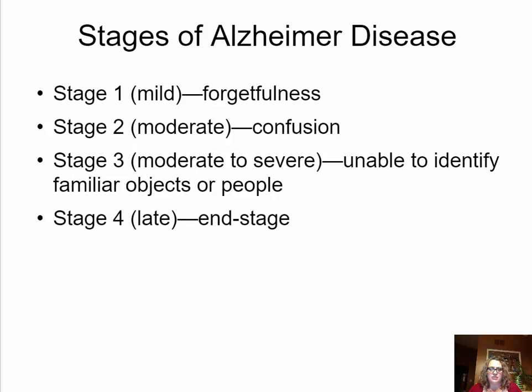Alzheimer's disease has 4 stages. Stage 1, which is also mild Alzheimer's disease, includes forgetfulness. Stage 2 is moderate, where the patient has marked confusion. It's notable that they have some form of cognitive impairment. Stage 3 is moderate to severe, when the patient is unable to identify familiar objects or people. And then stage 4 is late or end-stage Alzheimer's disease. Those stages are on page 347 in table 18-2. So that's important for you to be able to differentiate between those stages.